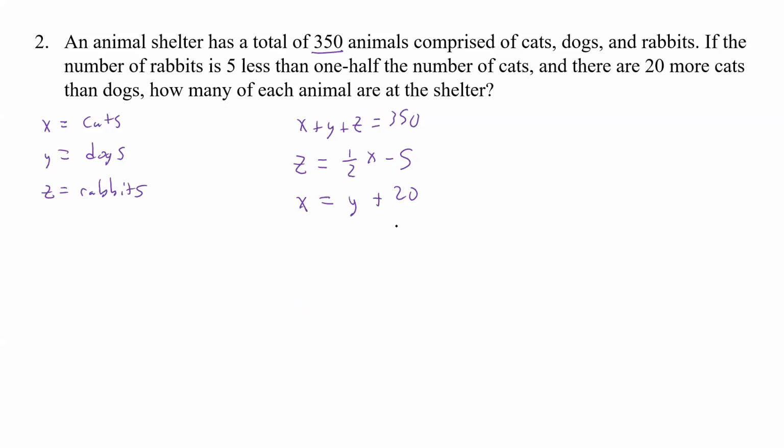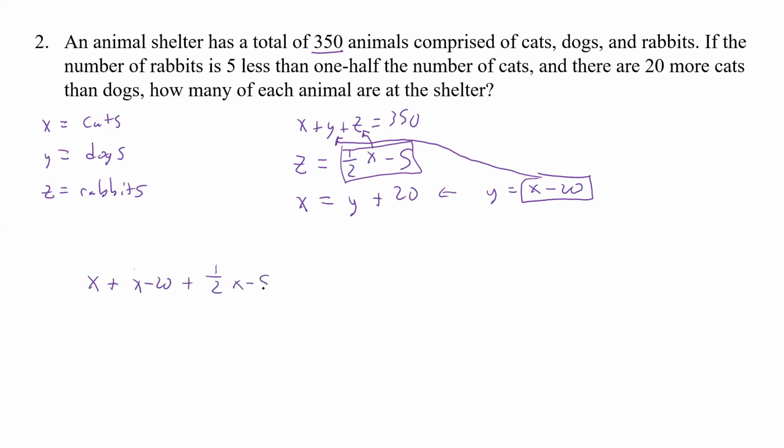And so I think that's what I'm going to do. So I'm going to solve this for y. So y is equal to x minus 20. And so then I could substitute this piece in here, and I can substitute this piece in here. And then I can simplify and go from there. So that says x plus y, which is x minus 20, plus z, which is 1/2 x minus 5. That's supposed to be equal to 350. Okay, so just plugging all the things into that one equation, and then we're going to simplify.